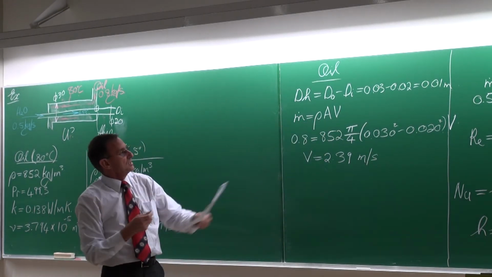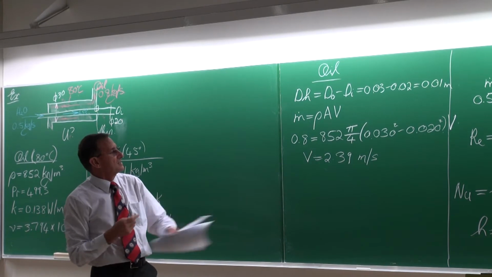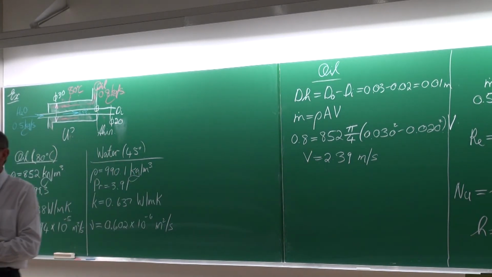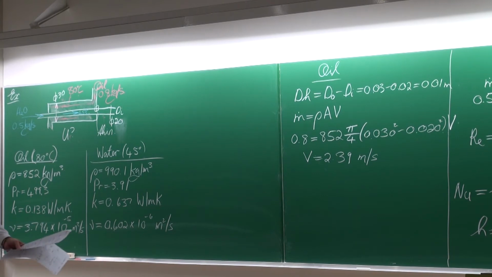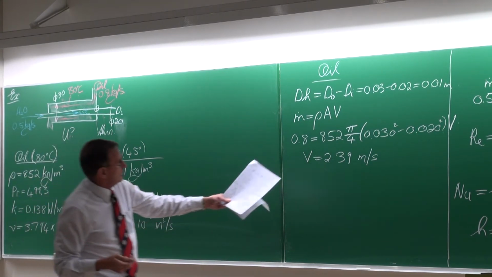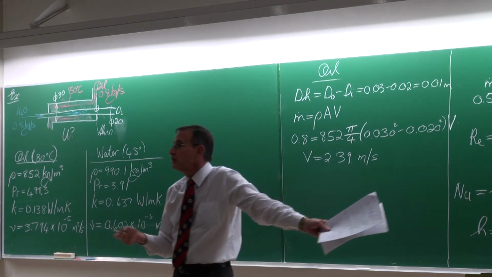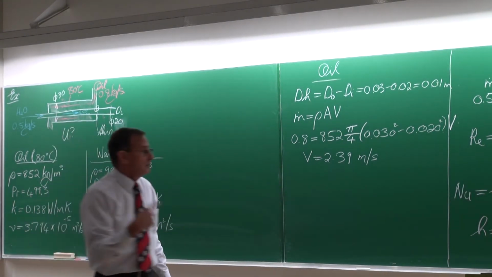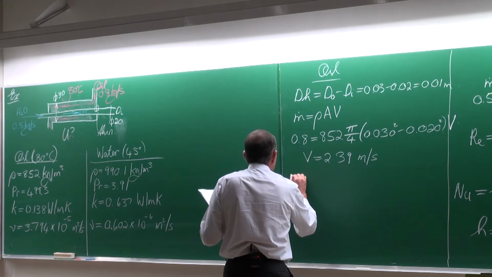The velocity of the oil is actually higher than that of the water. The water velocity is 1.6 meters per second. This is 2.39 meters per second. So the velocity is higher. If you now look at that and you say, well, now this flow is also going to be turbulent, you're going to make a big mistake because the viscosity really plays a big role.